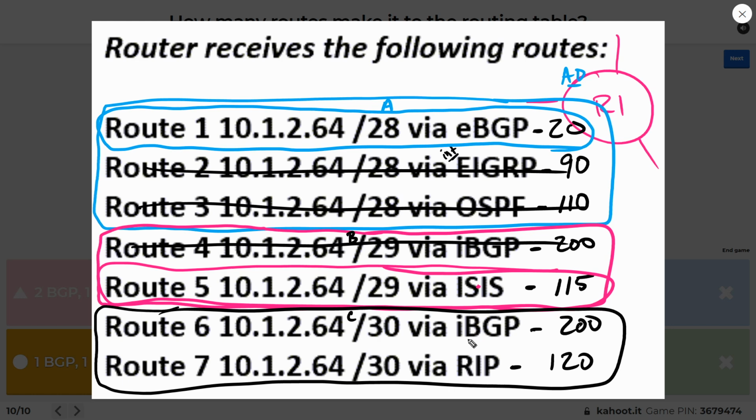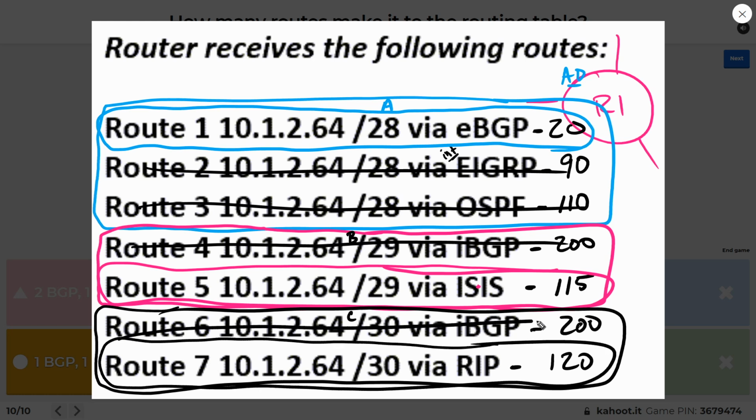Even though it kind of looks similar, the mask is not the same, meaning it's not the same network. All right, so we have two routes being learned from iBGP, terrible, terrible AD, and RIP, which we can make all the jokes we want to about RIP, but the one that's going to be installed out of these two is the one that has the lowest administrative distance, which is this bad boy right there. So I'm going to cross out route 6. The routes that would make it in would be route 1, route 5, and route 7. And so the answer would be one BGP route, and you notice in the answers I didn't say external or internal, one ISIS route, and one RIP route. Just like that. Yeah, it's not often that RIP gets to win anymore, but that's okay.